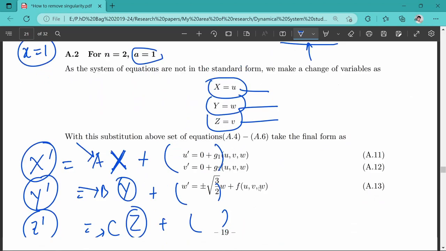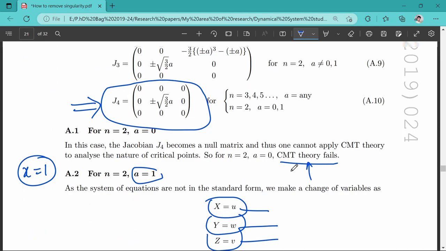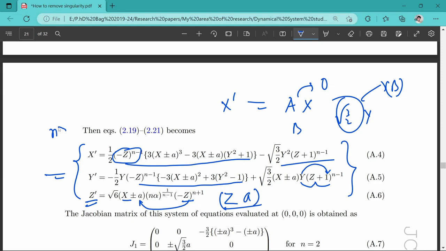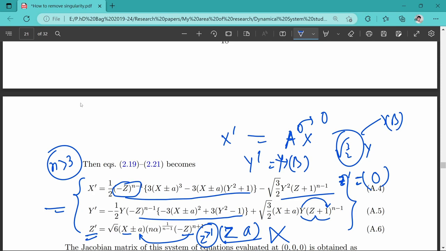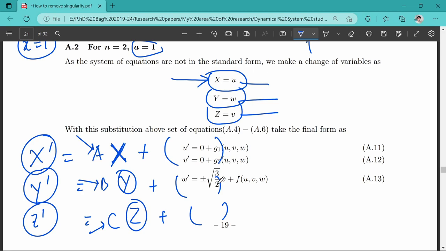Now, since n is greater than 3, you also have to look at that. If n is greater than 3, then it becomes Z to the power greater than 1 or 2, so it will always be Z square, Z cube, Z 4, and so on. So it will not contribute any linear term in Z. So I am attaching the variables: X is U, Y is V, and Z is W. Then you will have these equations: U prime is 0, V prime is 0, and W prime is equal to plus minus root 3 by 2 W plus some f, which consists of U, V, W, and so on, as I have told you.